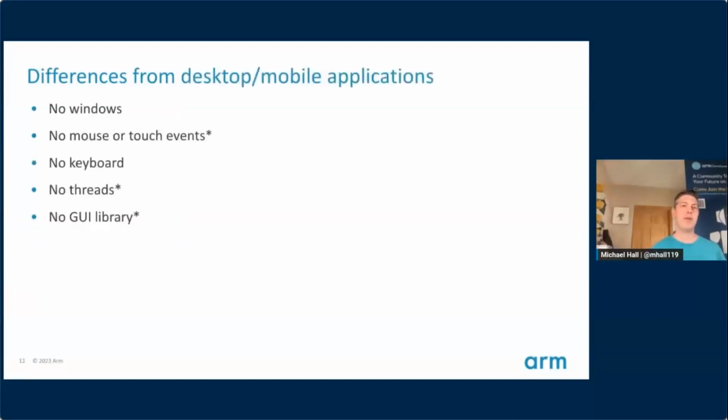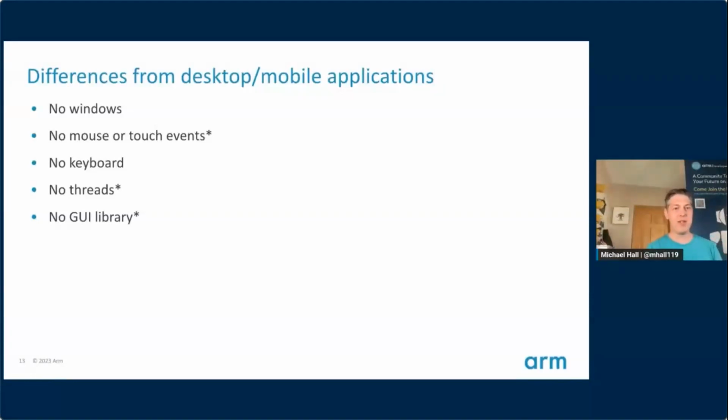If you are coming from a desktop or a mobile app development environment, some of the big things you're going to notice right away is that you have no windows or activities or whatever that high level kind of class is for your application. It's not going to be there. Your code's going to start out in the main program of your C, or if you're using Python, whatever the main function is for Python.